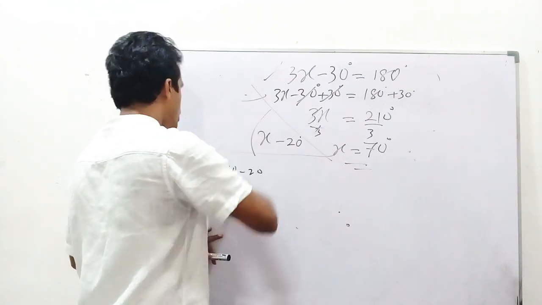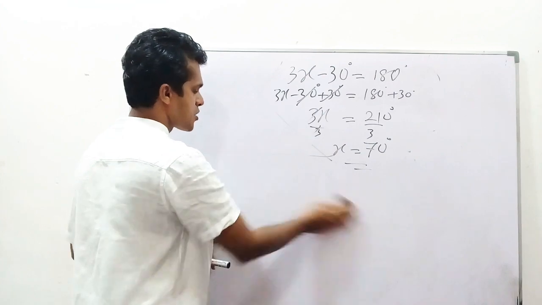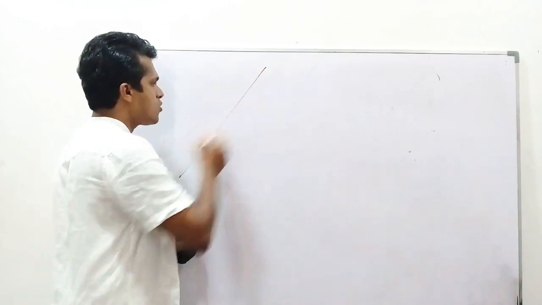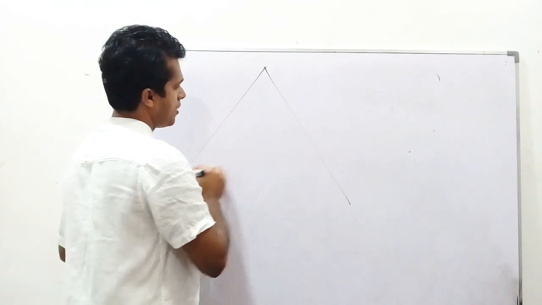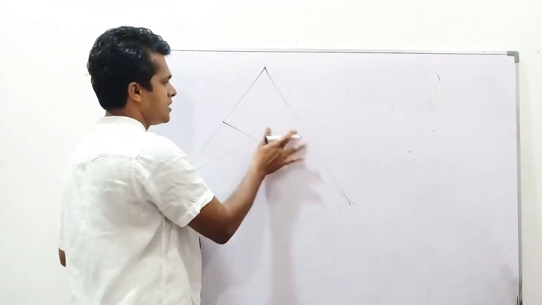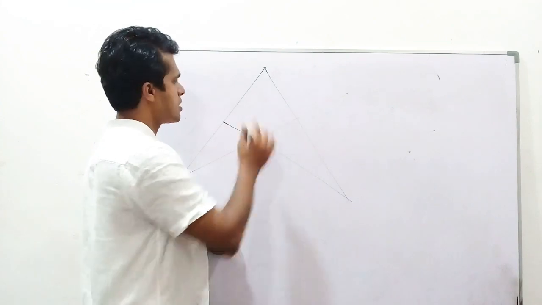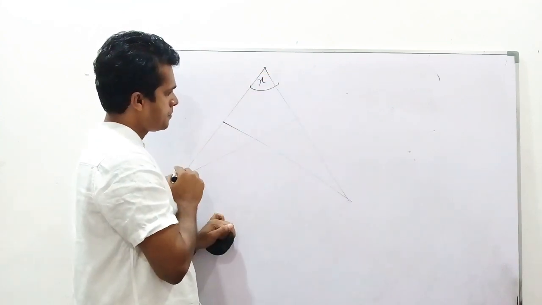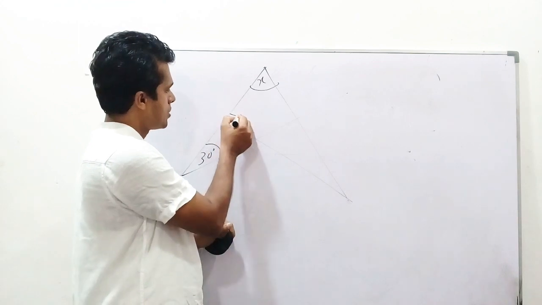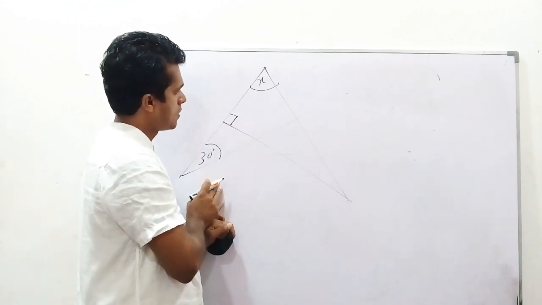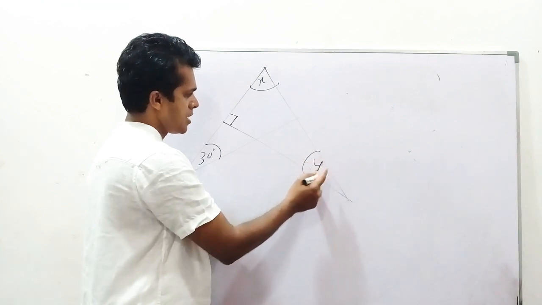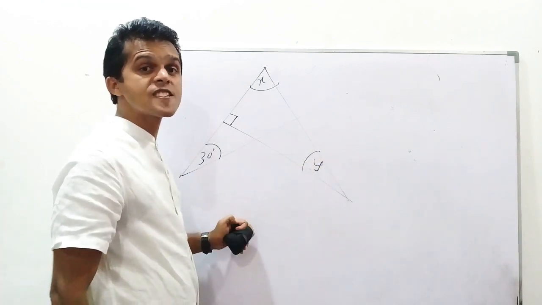Okay, you know that the sum of interior angles of any triangle is 180 degrees. How can you calculate the values of x and y of this sum? This is x. This is 30 degrees. This is 90. This is y. Can you imagine? How can you calculate the values of x and y of this diagram?